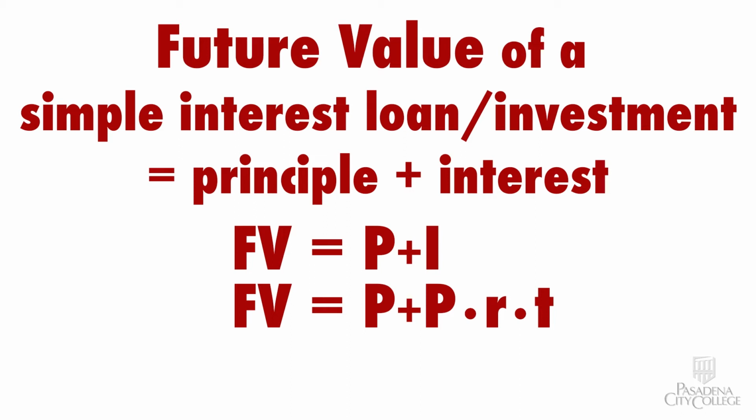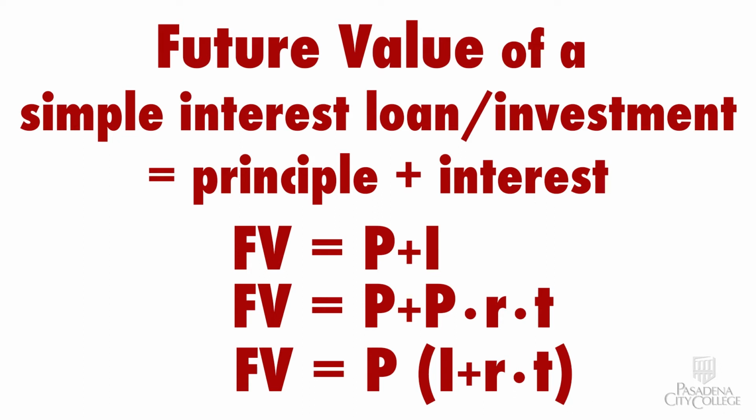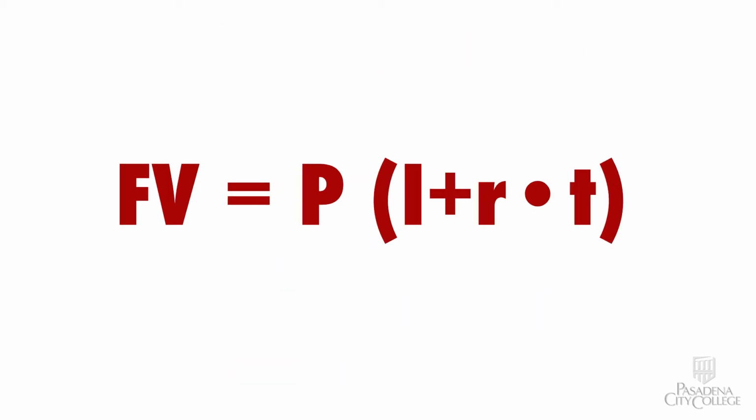It means the same thing. Future value is just the principal plus whatever interest we've generated. And we can factor out the P. We get FV is equal to P parentheses 1 plus RT close parentheses. This formula is what we call the future value of a simple interest loan or investment.